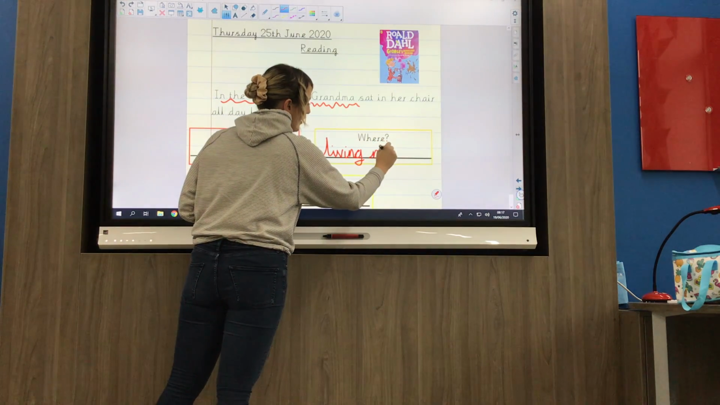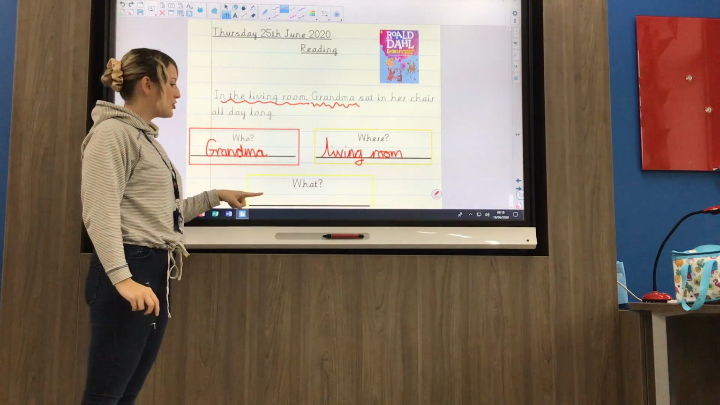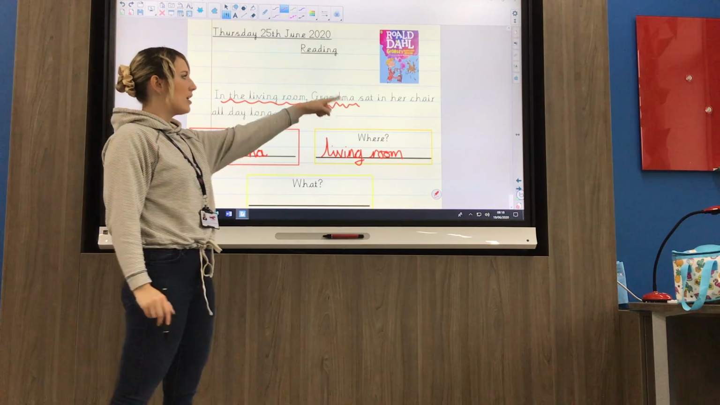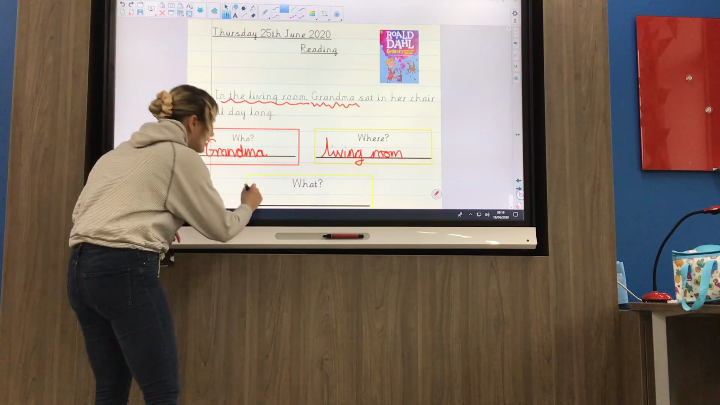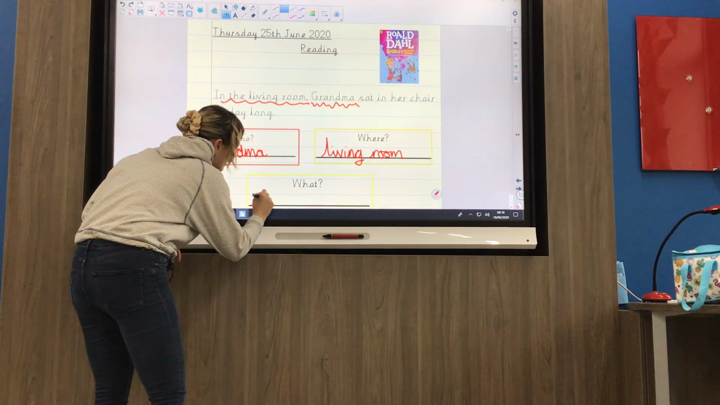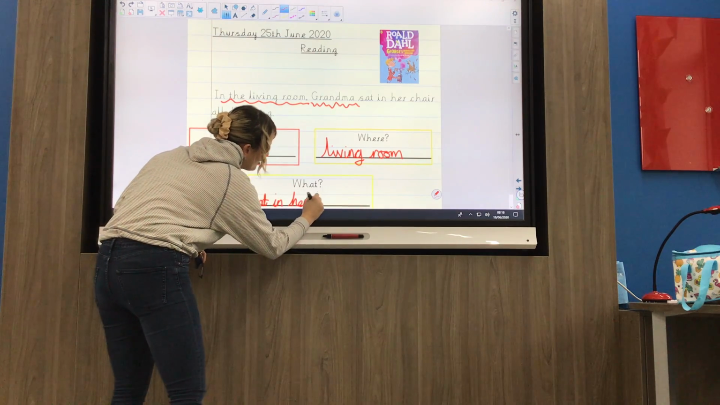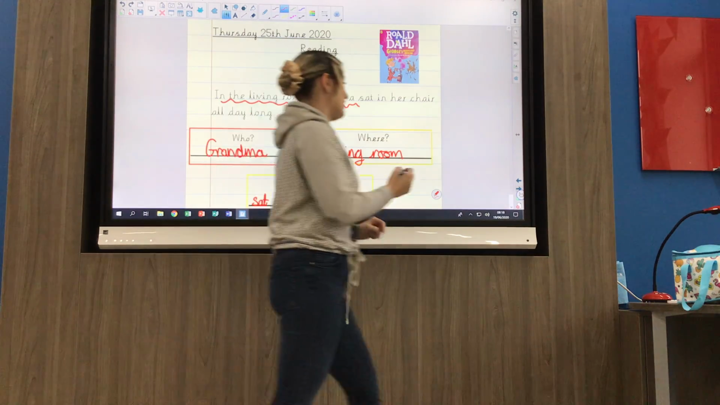room. And then again, I've got to think, what does Grandma do? My what, my action. So in the living room, Grandma sat in her chair all day long. So she sat in her chair. Okie dokie.